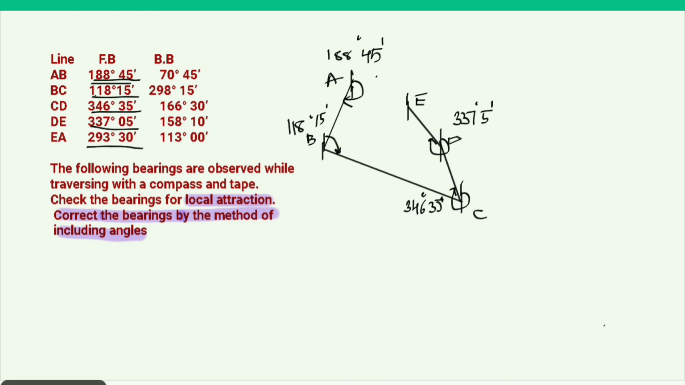Now EA bearing is 293 degrees 30 minutes. That means EA also lies in the fourth quadrant, and from north of E to the EA line is 293 degrees 30 minutes. Now we have drawn this closed traverse with the given bearings. Now we can find all interior angles.